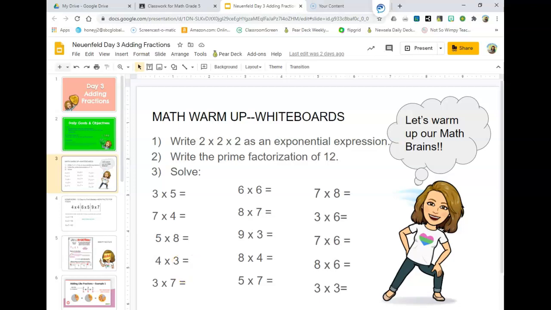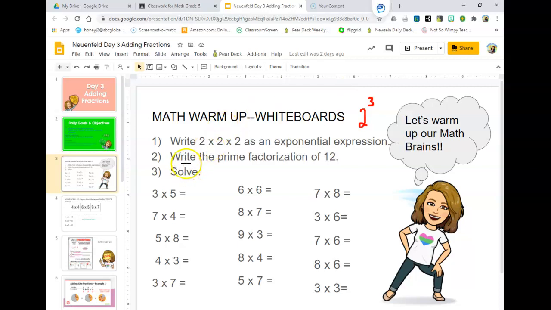All right, now that you've had your turn, let's go ahead and see if you got the answer correct. 2 times 2 times 2 is the same thing as 2 to the third power. That's how you write it in exponential form.